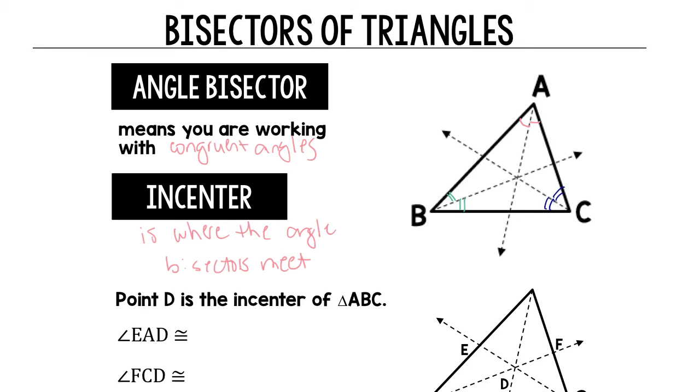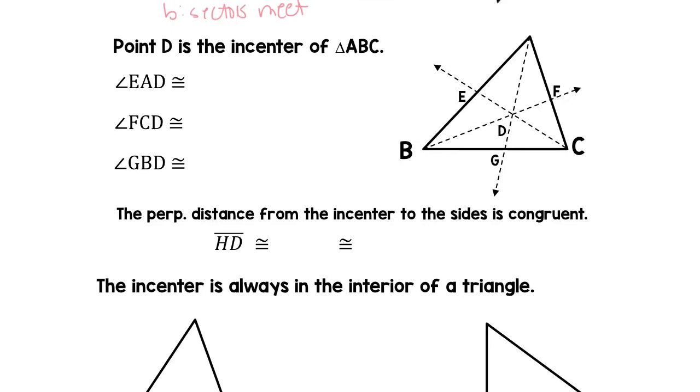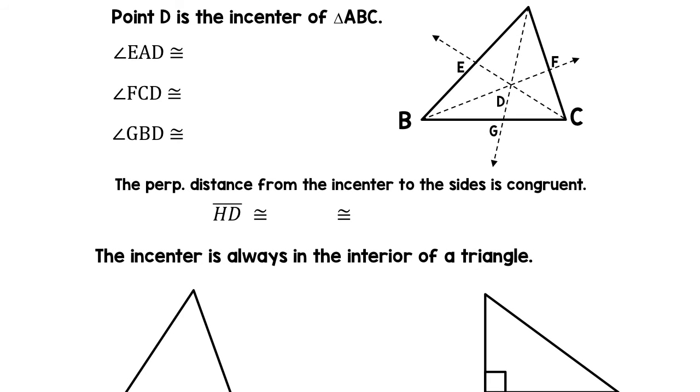This point in the center is now called the incenter. Previously, we had the circumcenter. This is the incenter. Point D is the incenter of triangle ABC. So we have angle EAD. We're missing an A on here, so let's fix that. So triangle AED is going to be congruent to triangle AFD.